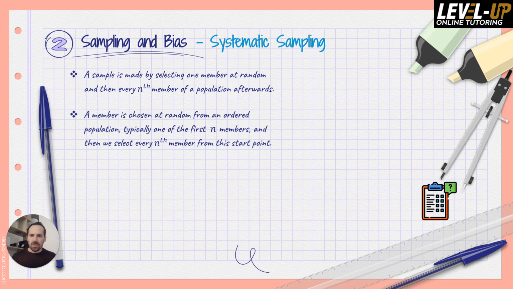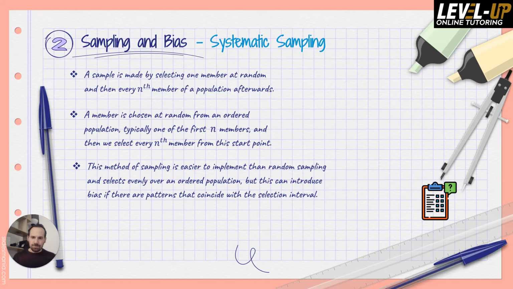to the population. So a member is chosen at random from the first n number of members, and then after that you select every nth member, and that will create a sequence of so many members. This is great and easier to implement than random sampling, and selects evenly over an ordered population. So if you want a nice even spread, because if you select randomly, there's a chance you could select more at the beginning or more at the end. If you're doing it systematically like this, you're getting a good even spread.